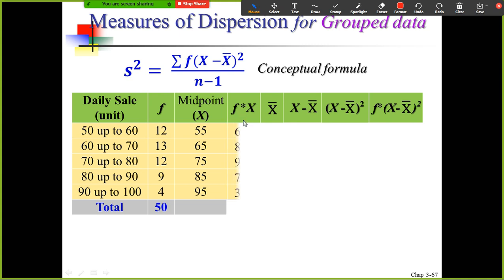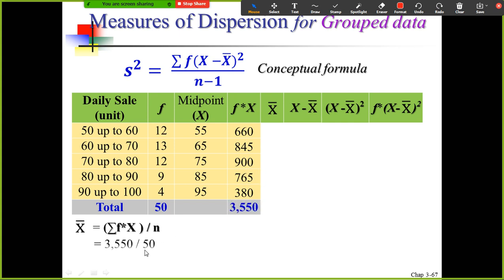Next, find the product of the midpoint and the frequency. The product is the result from multiplication. So by taking 12 multiplied by 55, we got this one, and so on. After that, we add them together and divide by n. This is what we call the arithmetic mean for a frequency distribution.